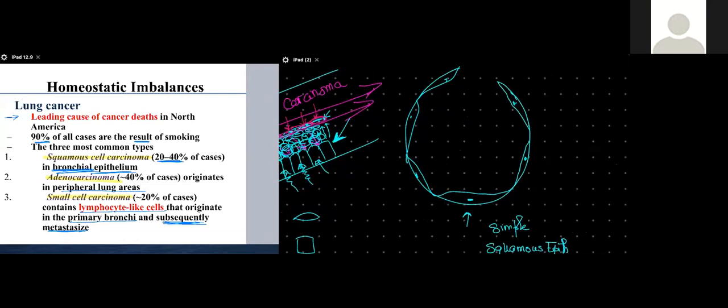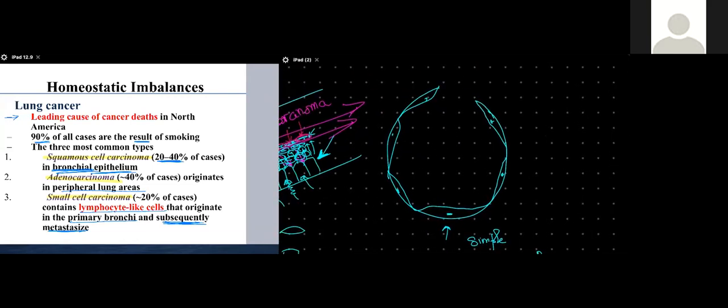Adenocarcinoma. Remember, adeno is referring to a gland. And remember, what kind of epithelium is forming glands? Columnar epithelium. Columnar cells are the ones that are building up glands. So the second type of lung cancer that we are looking at is adenocarcinoma. Adenocarcinoma is related to adeno, gland. In other words, it's related to columnar cells.